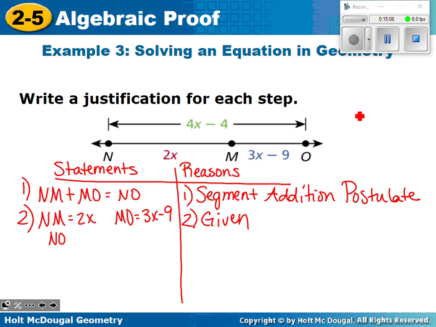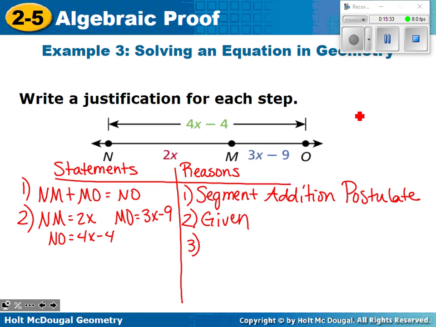Good. NO is 4x minus 4. So you're just going to look at your picture and pick out anything that was given to you in the picture. And now what would we need to do to try to write this actual algebraic equation? Plug it in. We need to plug in our NM, plug in the for MO, and plug it in for NO. So what do we call it again when we plug something in?